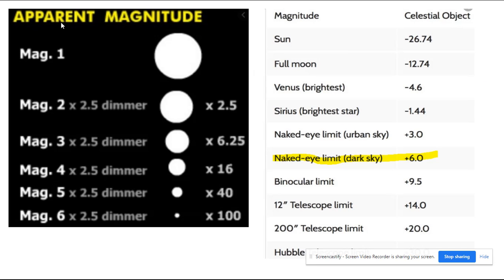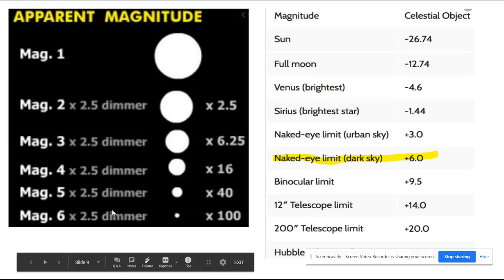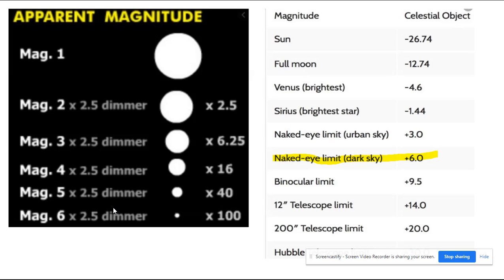So again, here's the Hipparchus scale. Magnitude 1, very bright star. The size of the circle indicates brightness. Here's magnitude 2.5, magnitude 3, magnitude 4, 5, and 6. 6 is about the dimmest a human eye can see.